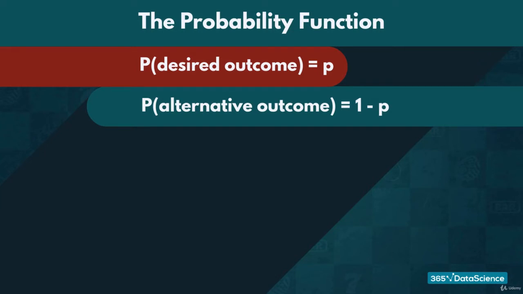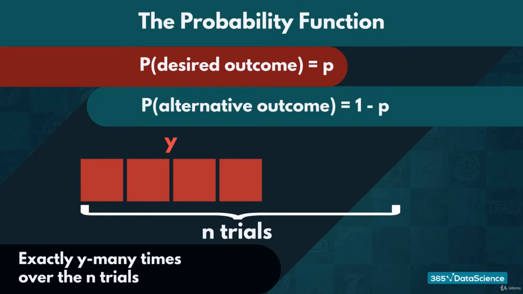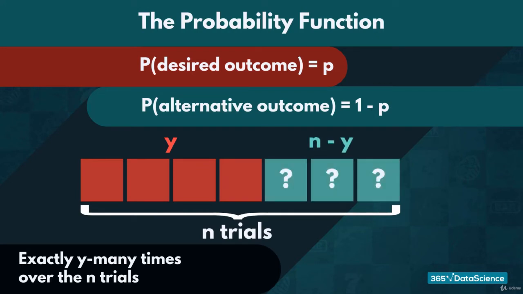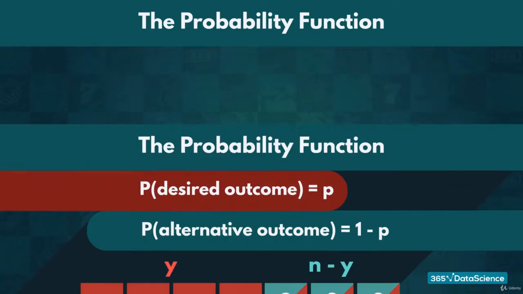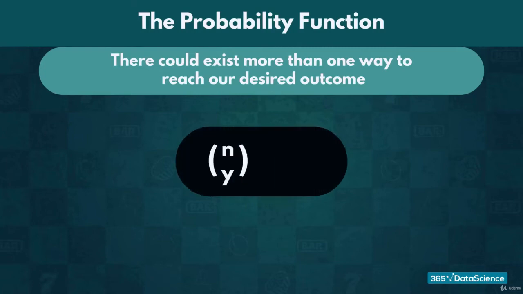In order to get our favored outcome exactly y many times over the n trials, we also need to get the alternative outcome n minus y many times. If we don't account for this, we would be estimating the likelihood of getting our desired outcome at least y many times. Additionally, more than one way to reach our desired outcome could exist. To account for this, we need to find the number of scenarios in which y out of the n outcomes would be favorable. But these are actually the combinations we already know.